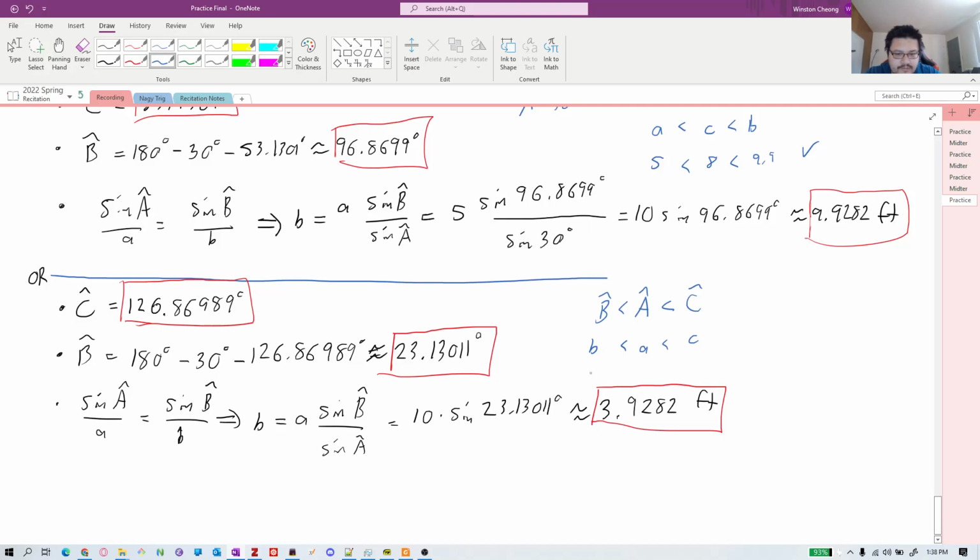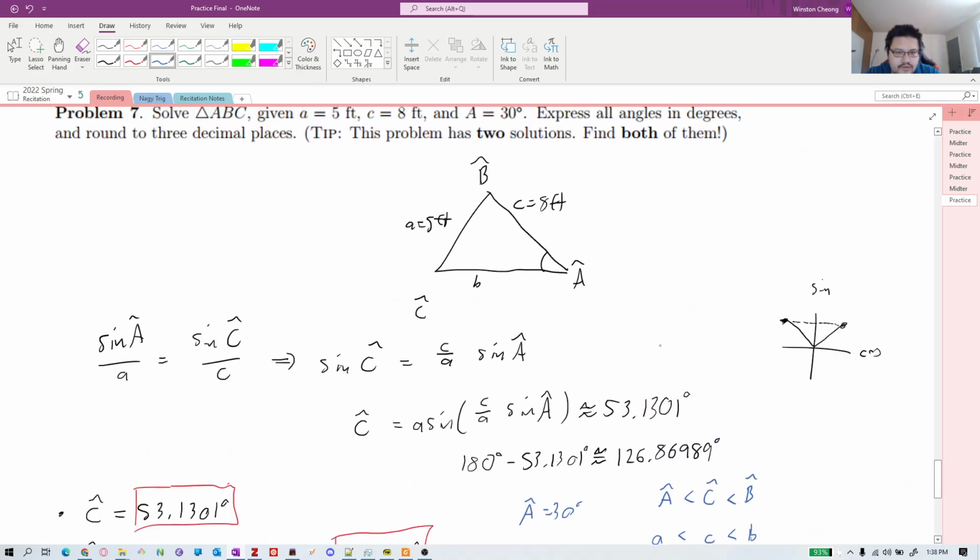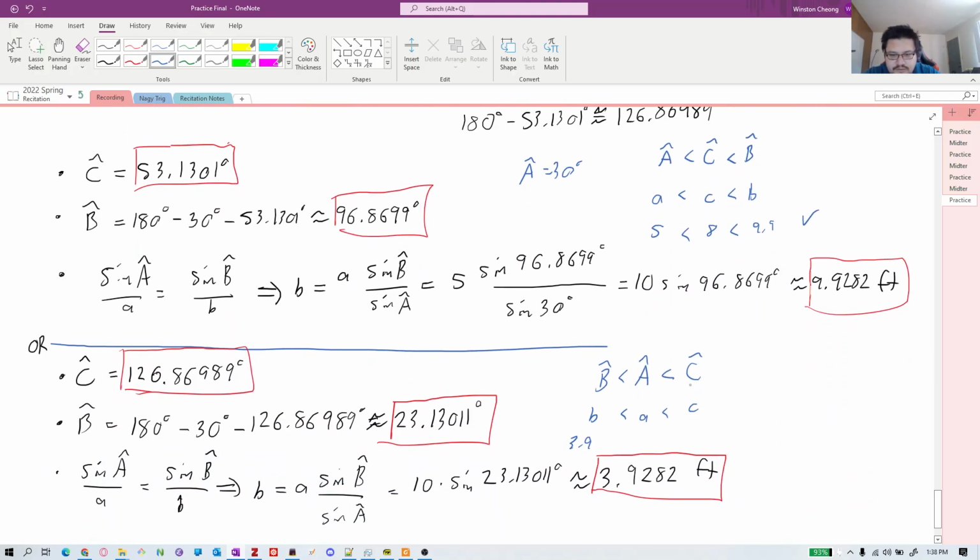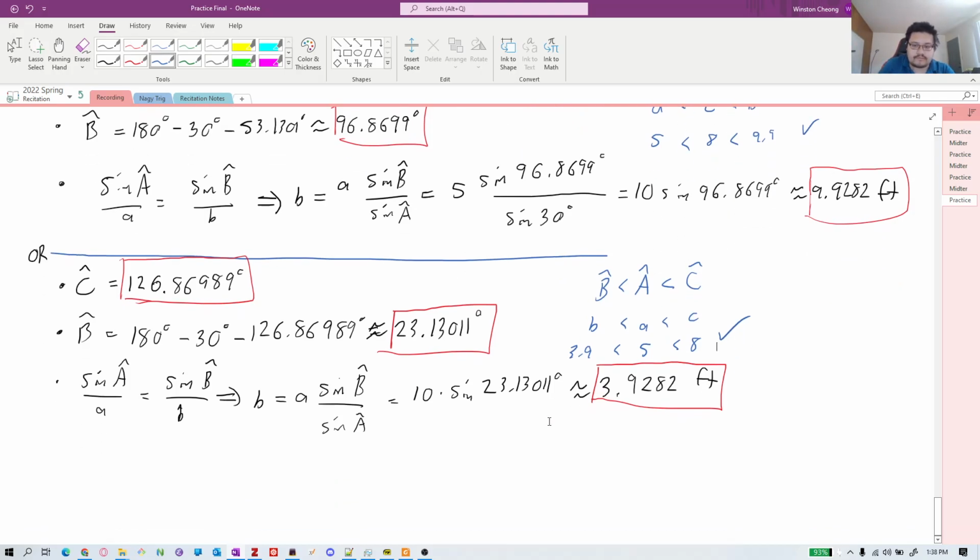So we found that B is 3.9. We know that A is 5 and C is 8. So yes, actually, the sides do obey the same order relationship. So that's great. Everything checks out.